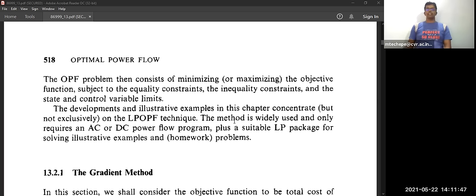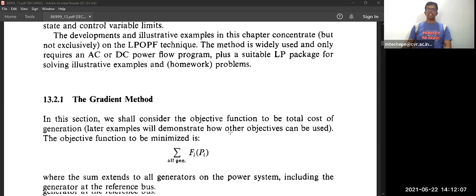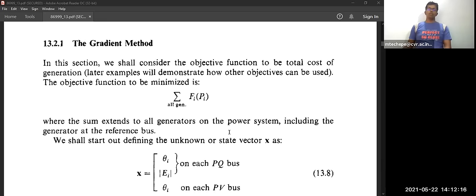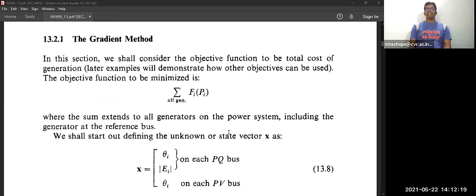This chapter is concentrated on OPF. Linear programming OPF is widely used and only requires AC or DC power flow programs. Let's see the simple gradient method first of all, then we'll see the rest of the methods. So this is the gradient method of solving OPF. In this section, we consider only the objective function to be the total cost of generation.